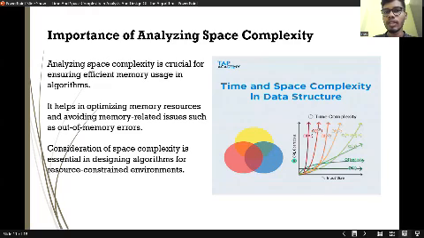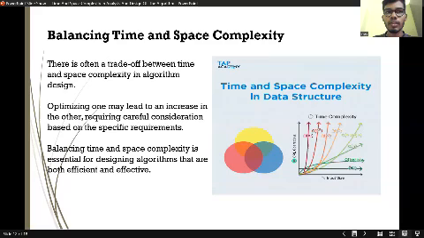Next, the importance of analyzing space complexity. Analyzing the space complexity is crucial for ensuring efficient memory usage in algorithms. It helps in optimizing memory resources and avoiding memory-related issues such as out of memory errors. Consideration of space complexity is essential in designing algorithms for resource-constrained environments.